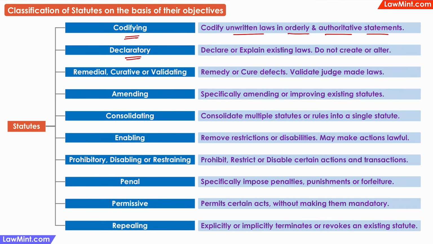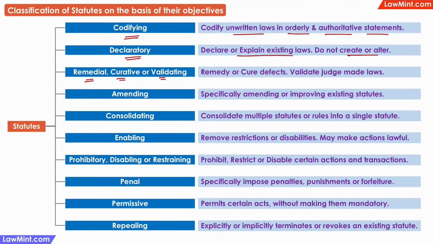Declaratory statutes state or declare existing laws and not necessarily create new laws. For example, even before 2006, child marriage was already prohibited under different laws. However, these laws were not effectively implemented, and there was also some confusion regarding their application. So, the Prohibition of Child Marriage Act of 2006 provided clarity on the legal stance against child marriage.